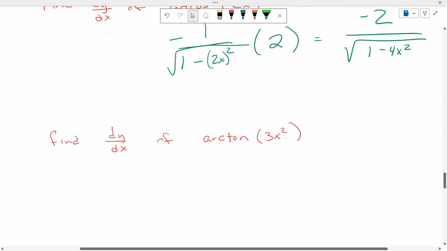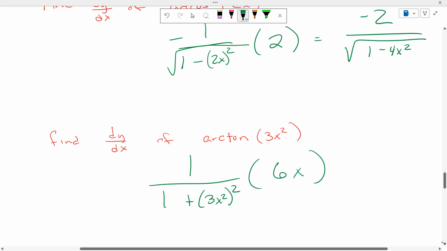Arctan is 1 over 1 plus 3x squared squared times the first derivative of 3x squared, which is 6x. So it's 6x over 1 plus 9x to the 4th.